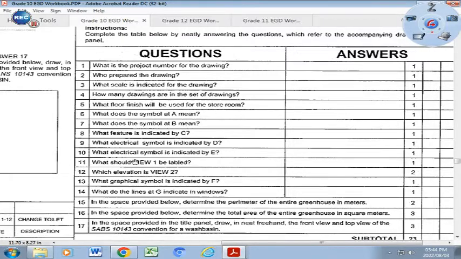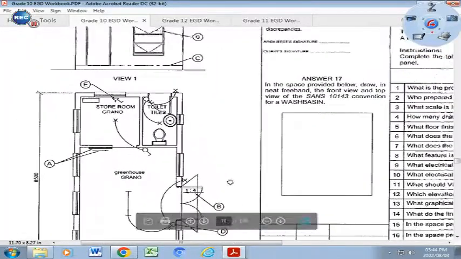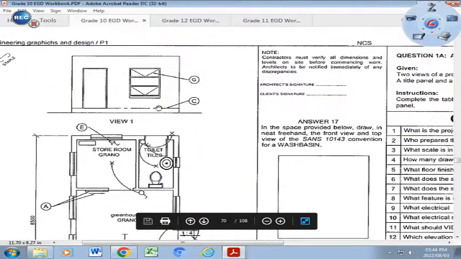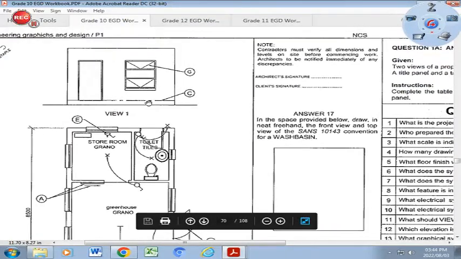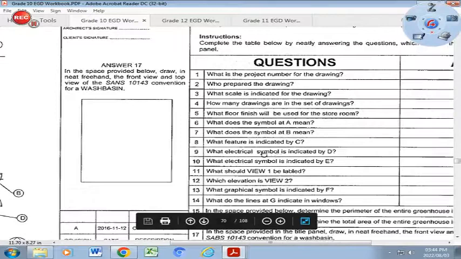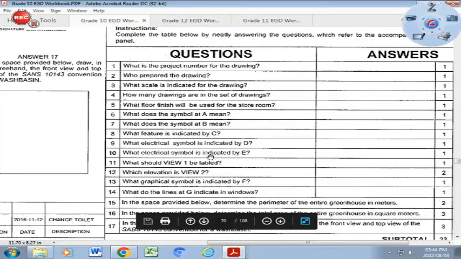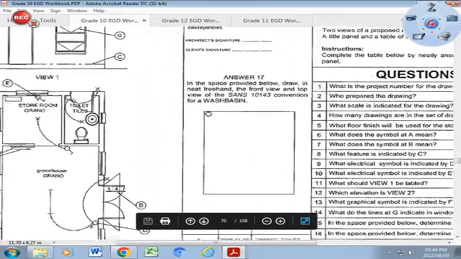Number 8, what feature is indicated by C? So we look at C. That is the feature we're looking at here, which is the level on the inside of the floor plan, and that is your finish floor level, which could be abbreviated as FFL. Finish floor level.